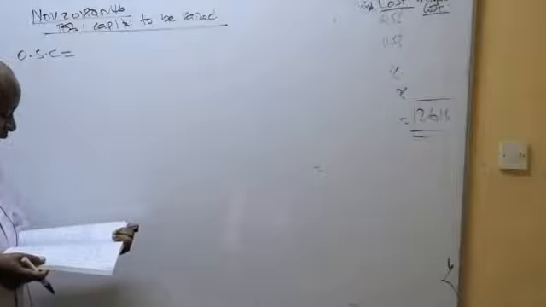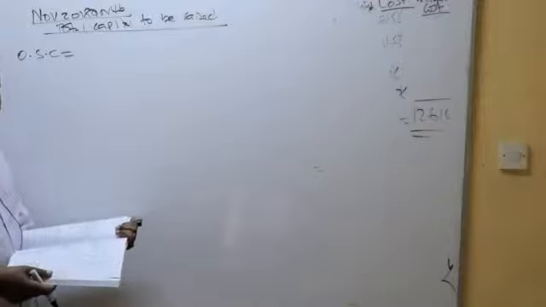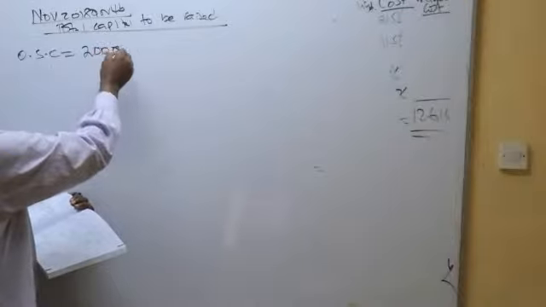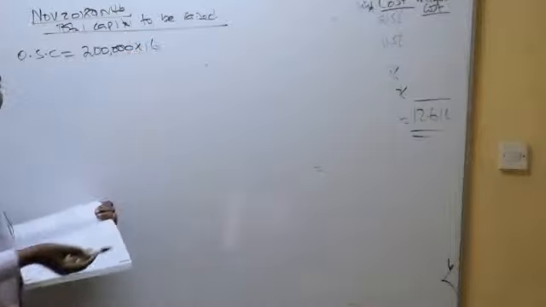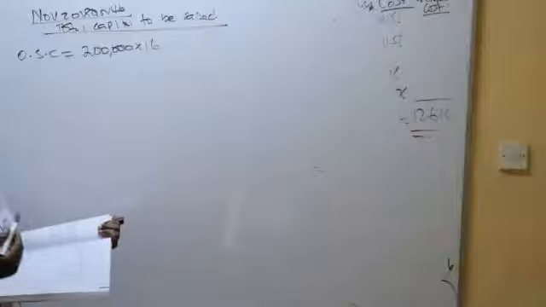And then they have given us the flotation cost per share. It is shillings 1. So then the total amount we shall get here will be 200,000 times 16, because of course they haven't given us the market value of a share. We'll take this to be the same as the market price per share.